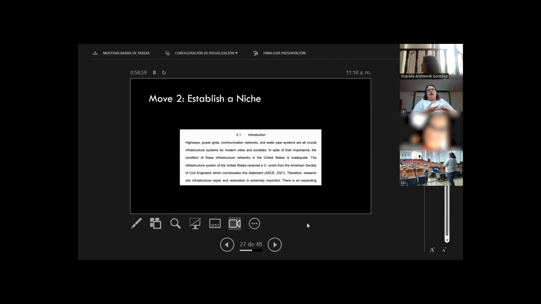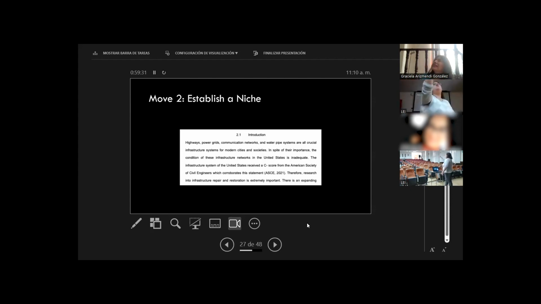Highways, power grids, communication networks, and water pipe systems are all crucial infrastructure systems for modern cities and societies. Who thinks that one establishes a niche? Someone in the audience? Do you think that the first sentence is the one that establishes the niche? Congratulations, you all passed your first quiz question. Good. You know what that one is? The first sentence? Like the research territory.